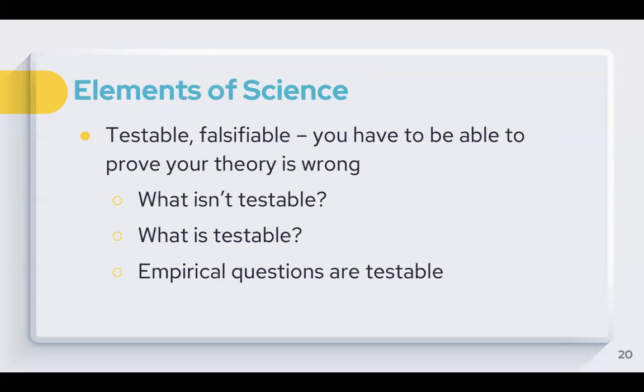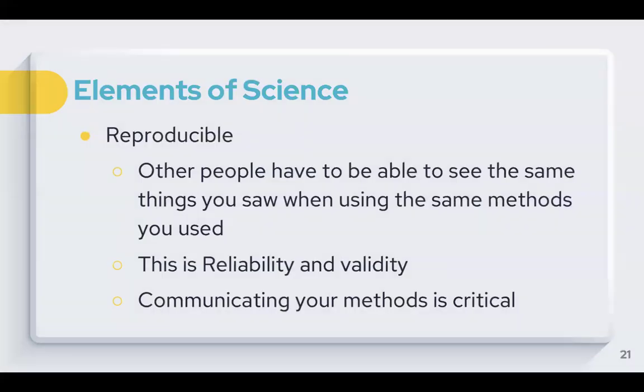Another element of science is that it's testable, like we talked about. You have to be able to prove that your theory is right or wrong. It's hard to prove something is right, but you can definitely prove that something is wrong. And so what we do is we look for evidence that will either support or not support our theory. And so think about what's testable and what's not testable. An empirical question is a testable question.